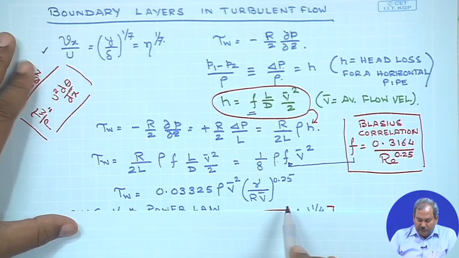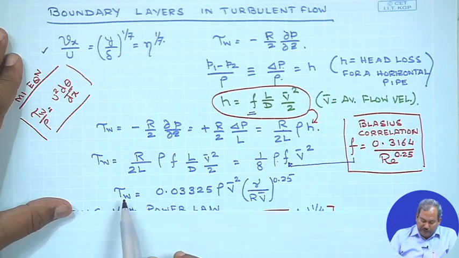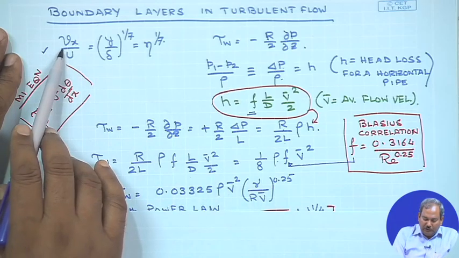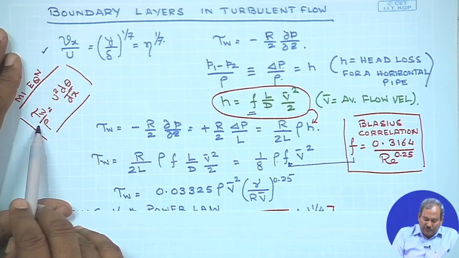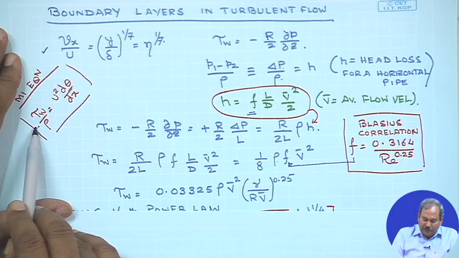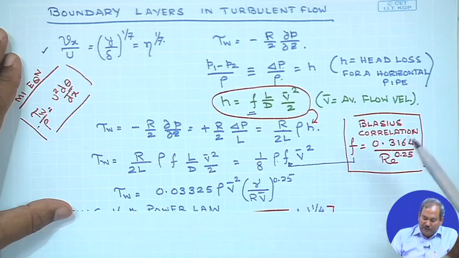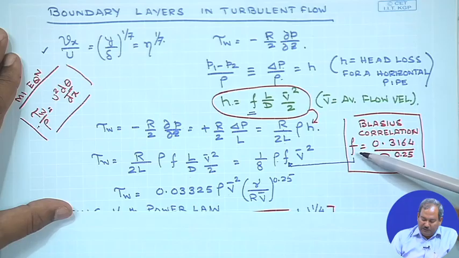Now the beauty of this is, if you carefully look at it, the expression for tau W in this case does not involve the gradient of a velocity, rather it expresses it in terms of velocity. So the problem of using the 1/7 power law to evaluate tau W is somewhat taken care of, since we are not using the gradient of a velocity, but we are simply using velocity by our incorporation of the head loss and by our incorporation of the Blasius correlation.